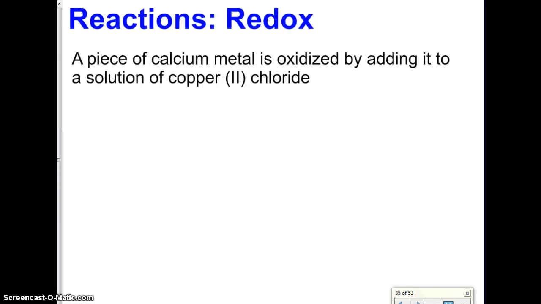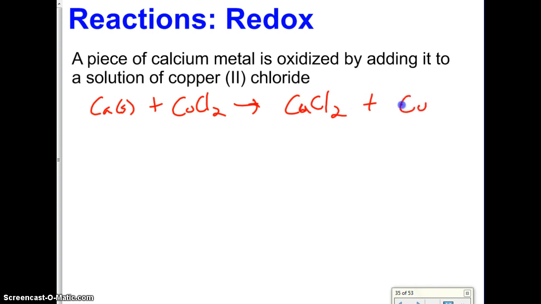Okay, so let's look at another practice problem here. We have a piece of calcium metal that is oxidized by adding it to a solution of copper 2 chloride. So our first step here is to write out our reaction. We have calcium metal, which is a solid, plus copper 2 chloride. This is a single replacement reaction. Calcium is going to kick out copper because there are 2 metals, so we'll end up with calcium chloride plus copper. This is going to be aqueous because it's in a solution. This is going to be aqueous as well because halides are always aqueous unless there was silver, mercury, or lead. And then copper here is the metal, so it's going to be a solid.